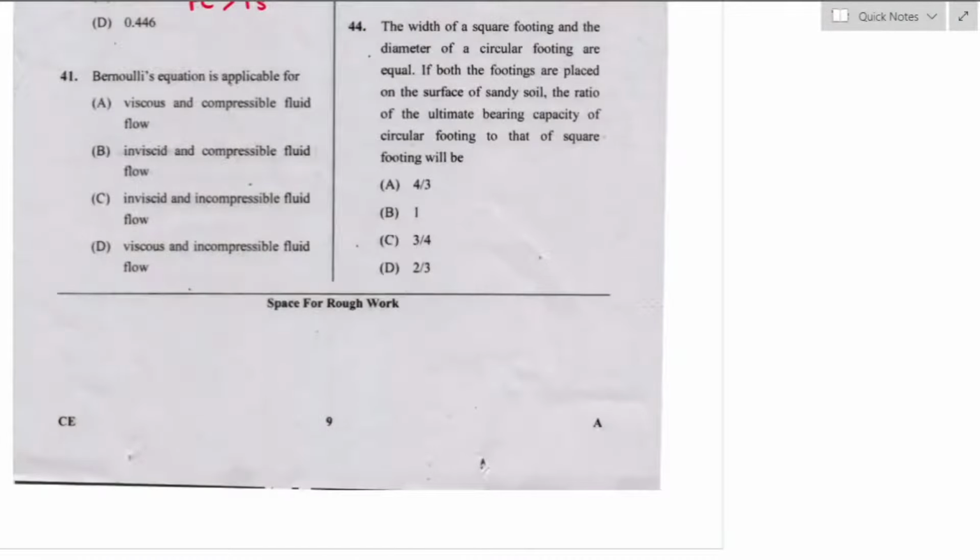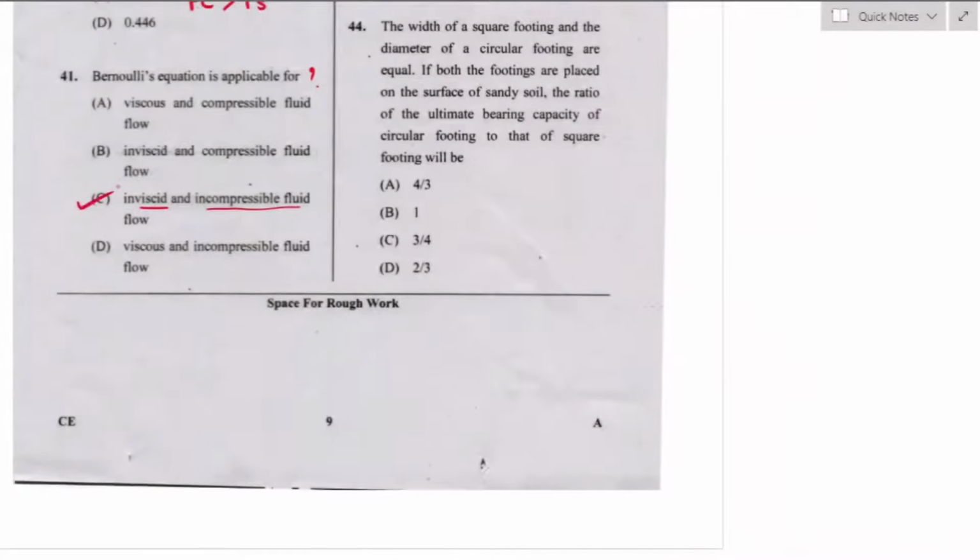Question number 41. Bernoulli's equation is applicable for. Bernoulli's equation is applicable when the flow is incompressible, irrotational and steady and the fluid is ideal, that is, viscosity is 0. So it is applicable for inviscid and incompressible fluid flow. Option C is the right answer.